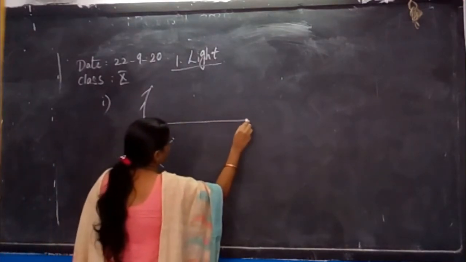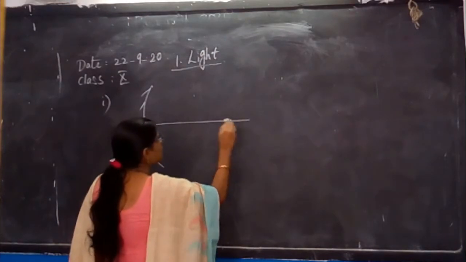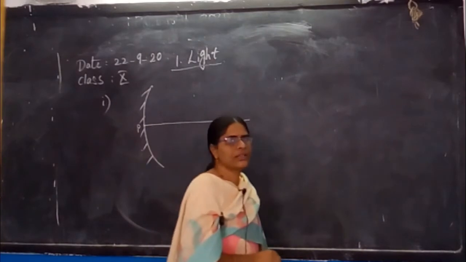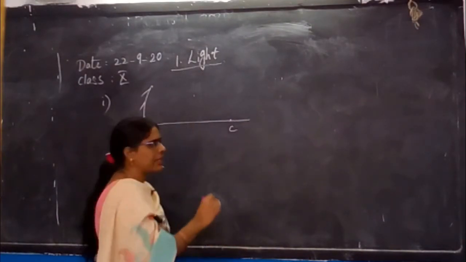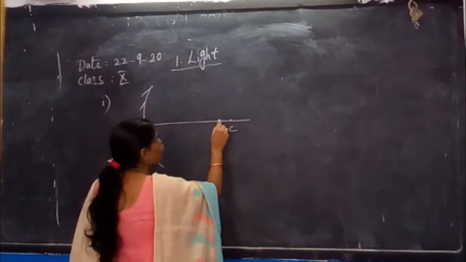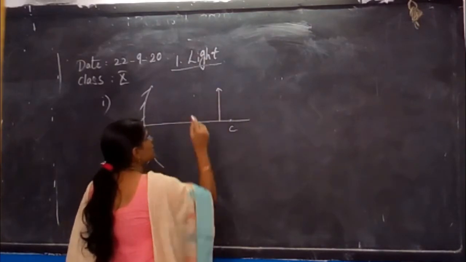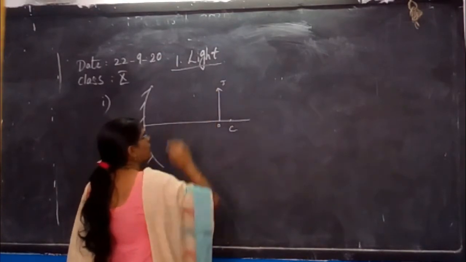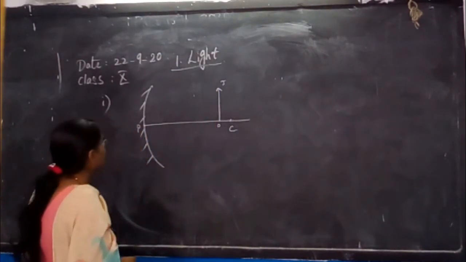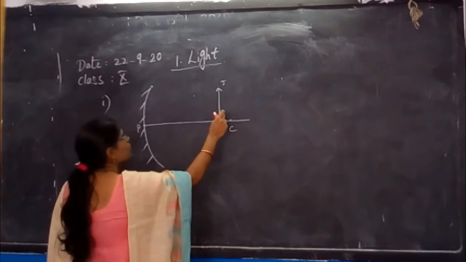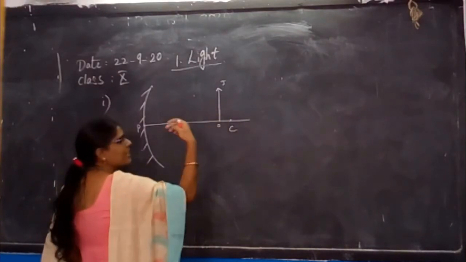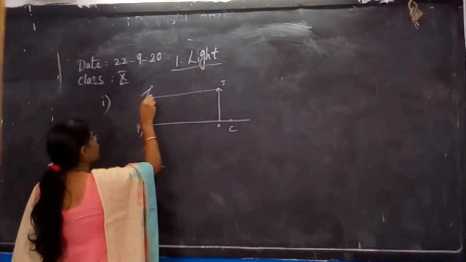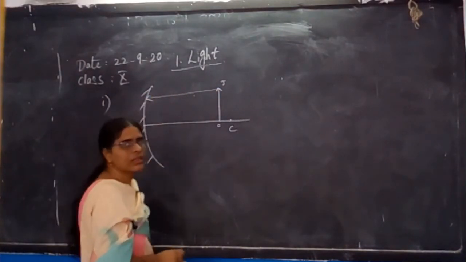Now I have told you all this. This is the principal axis. Here in light, always the object must be placed on the principal axis. I am denoting the object as OJ. Let us assume this object OJ is a candle. Now what happens? The light rays will fall onto the mirror.